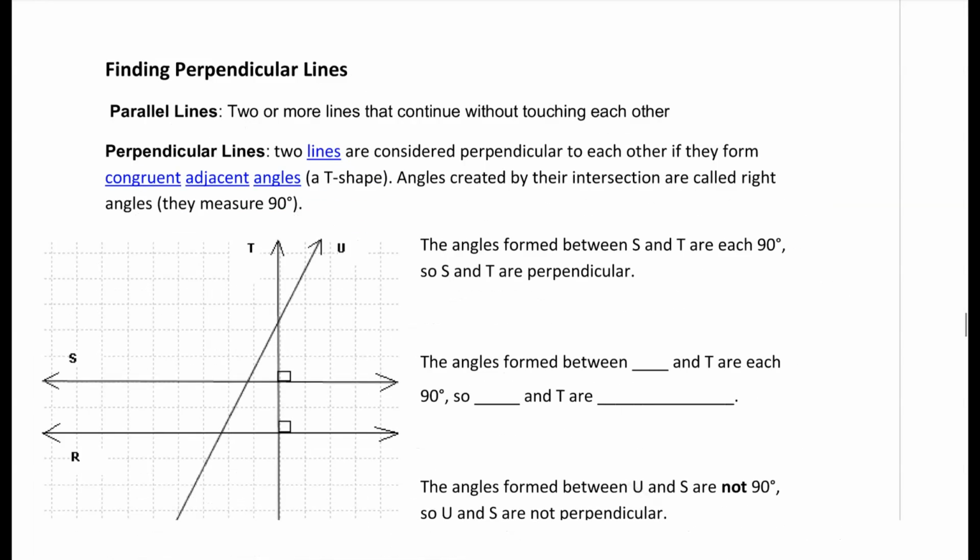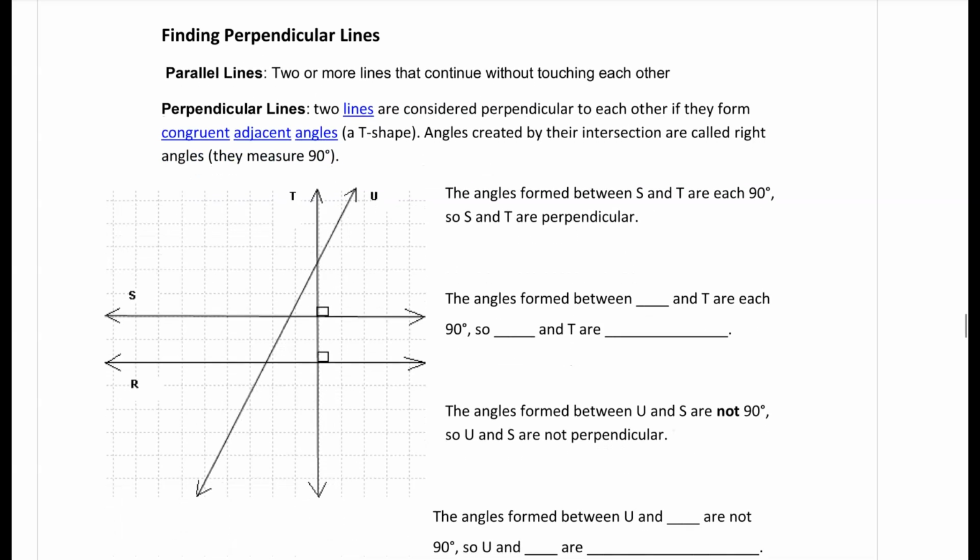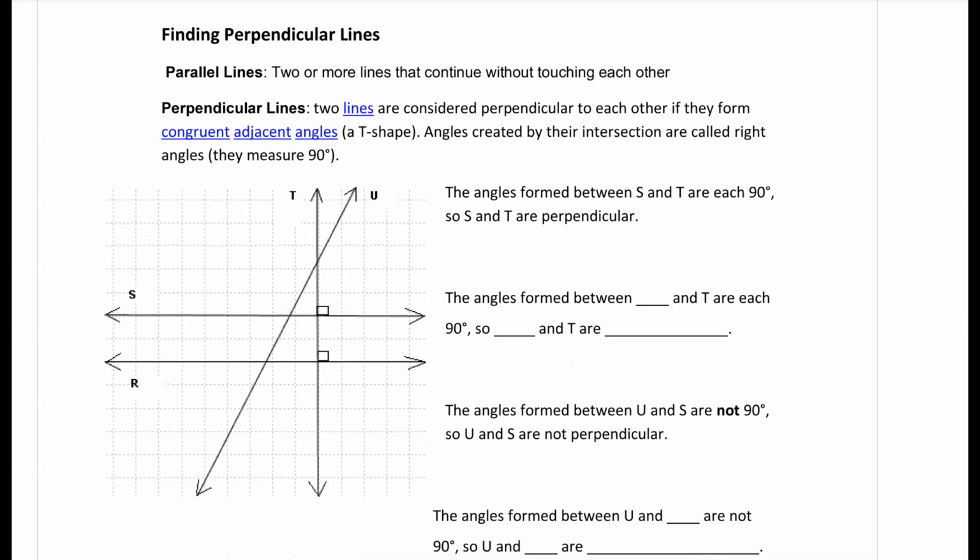Now we're going to look at finding perpendicular lines. A parallel line is two or more lines that continue without touching each other. So they would go on and on forever without touching. So lines S and R would be an example of parallel lines. They could continue on forever and never run into each other.